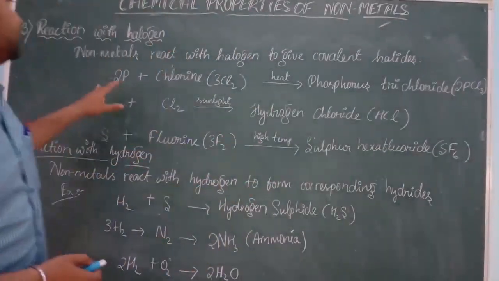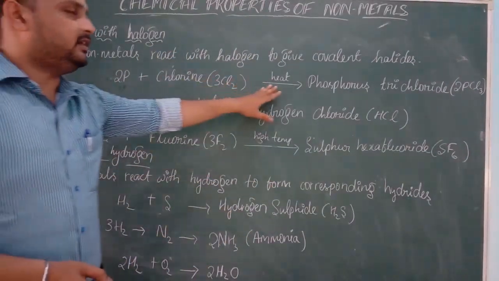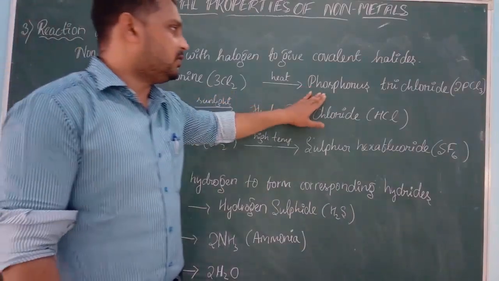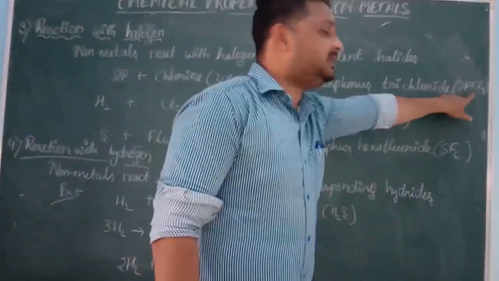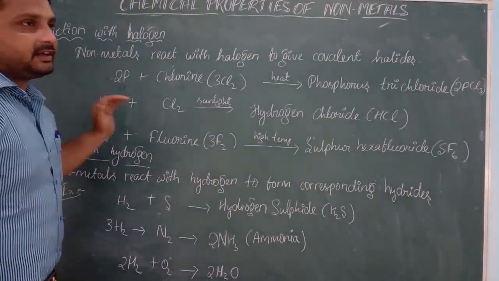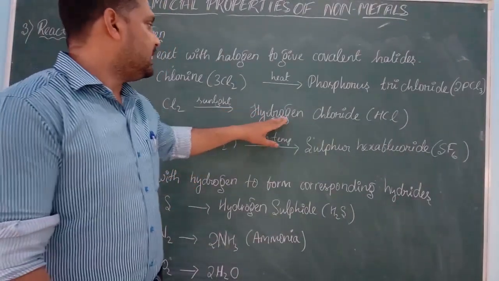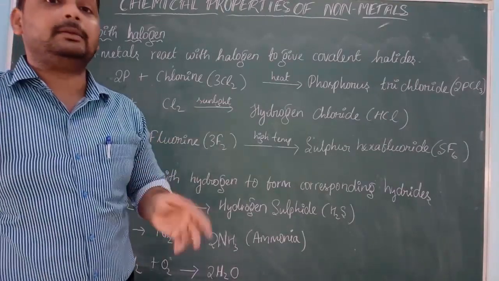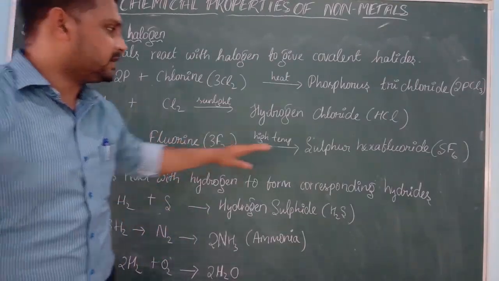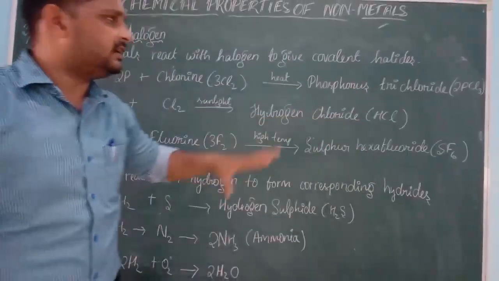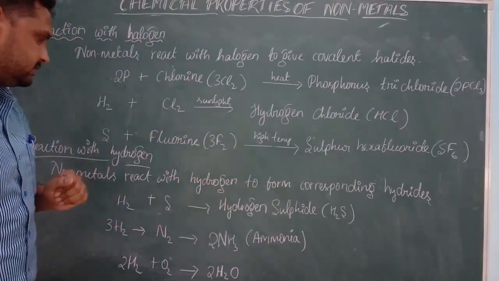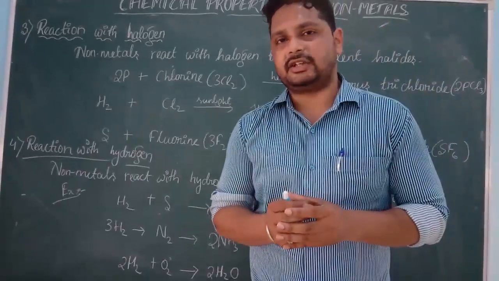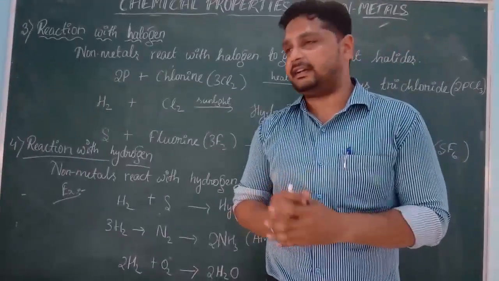For example, phosphorus reacts with chlorine. It needs heat. If phosphorus is heated in the presence of chlorine, it forms phosphorus trichloride, that is PCl3. And hydrogen, if it reacts with chlorine in the presence of sunlight, gives hydrogen chloride. Similarly, sulfur reacts with fluorine, but it needs a higher temperature. Under high temperature, sulfur reacts with fluorine to give sulfur hexafluoride. So these are different types of halides formed by nonmetals. Then is reaction with hydrogen. Generally nonmetals react with hydrogen to form corresponding nonmetallic hydrides.